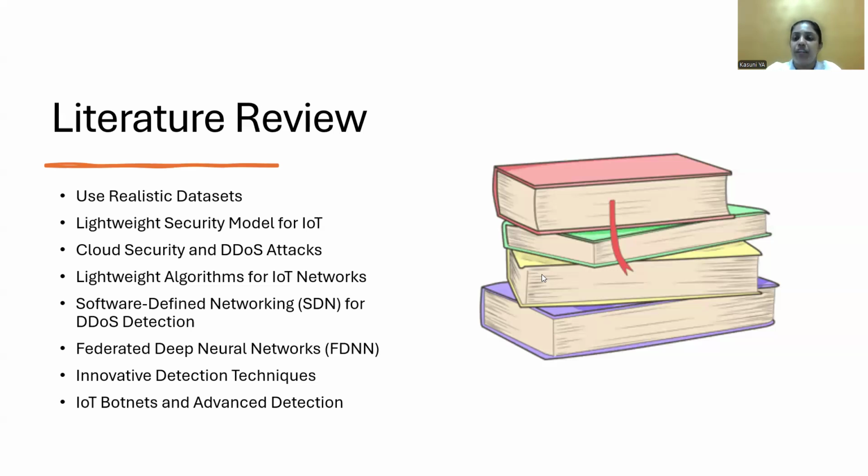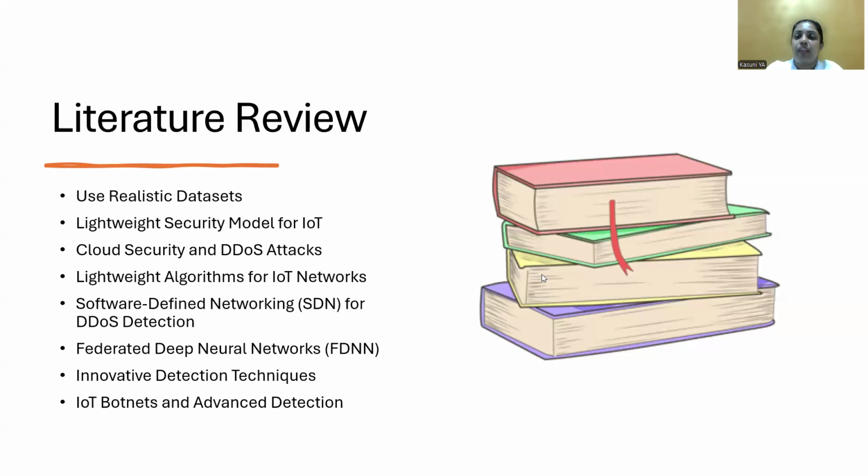Next one, software-defined networking, that means SDN, for DDoS detection. Here, this study used SDN technology to capture and analyze network traffic. By focusing on specific features, they achieved 99.99% accuracy in detecting DDoS attacks. So it's a good rate. They also found that multiple attacks happening at once can lower protocol entropy, which helps in identifying several types of threats.